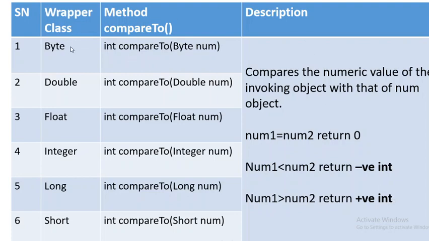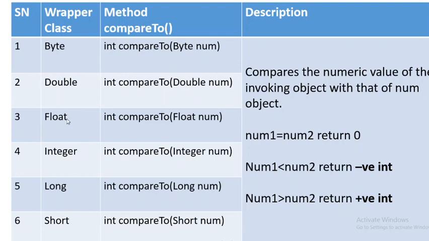So how to use this? If we are using the Byte class, we can use an object of the Byte class dot compareTo, and in brackets you can provide any object of the Byte class. That means comparison between two Byte class objects. Similarly, if we are using the wrapper class Double, you will use an object of the Double class to call this method and an object of the Double class as an argument.